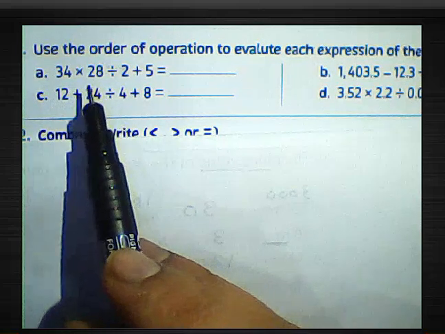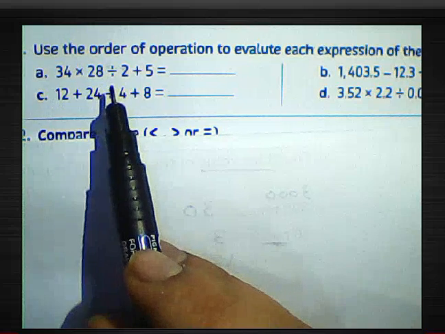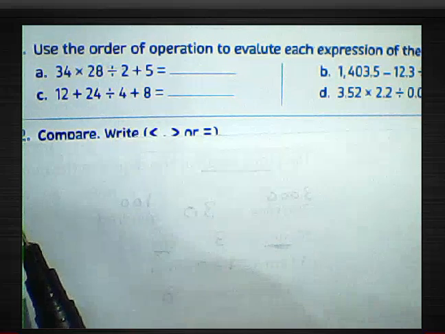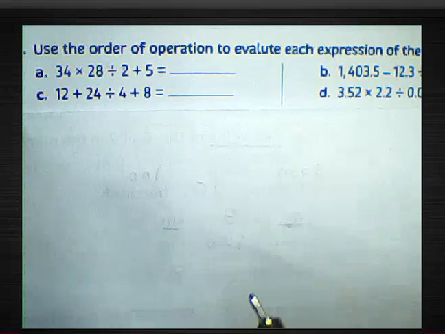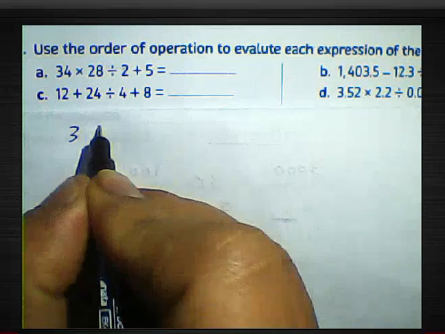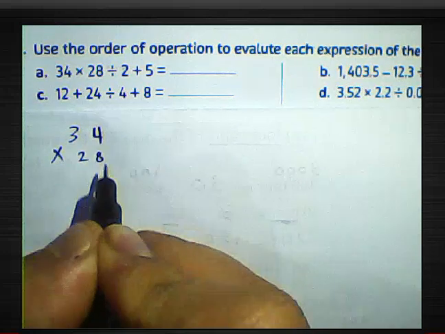34 times 28, and the result we must divide by 2, then add the result to 5. So we can solve this example by multiplication, 34 times 28, on the next paper.